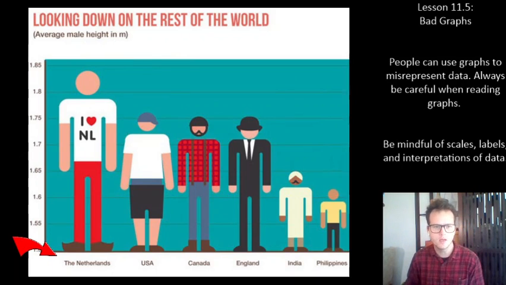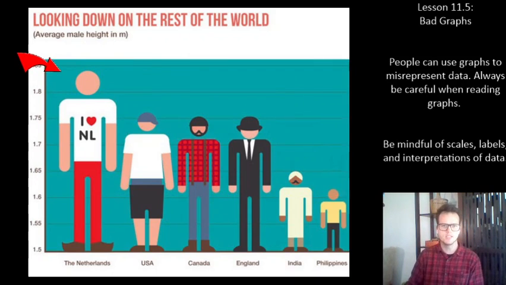This makes people that are from the Netherlands look like giants, especially compared to those from the Philippines. When in reality, the height isn't that much different. 0.2 of a meter. I mean, I guess that's close to 6 inches or so. But that doesn't mean that a person from the Philippines comes up to almost somebody else's waist. Bad graph.